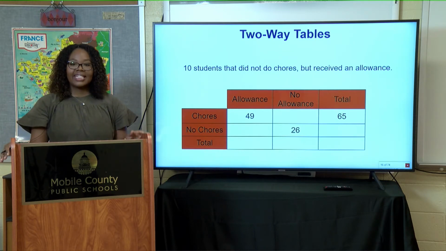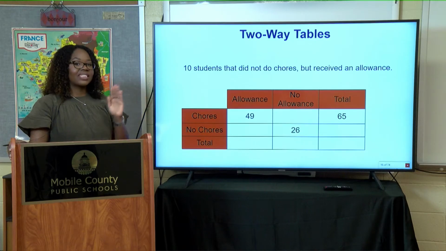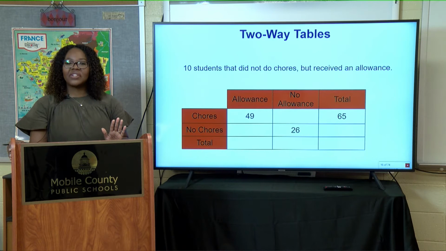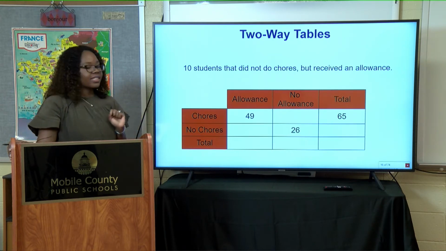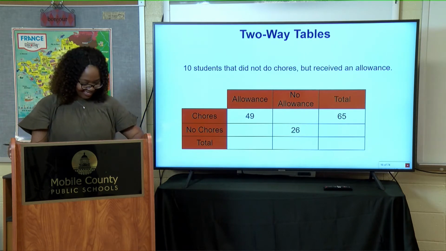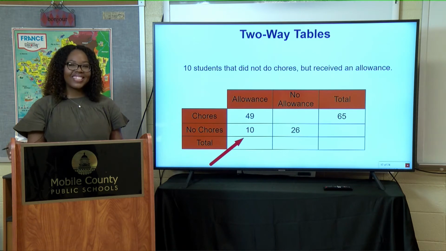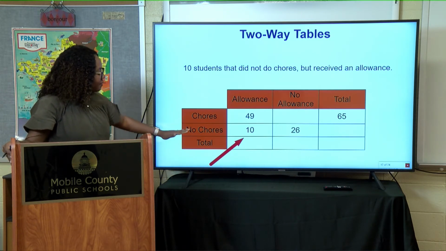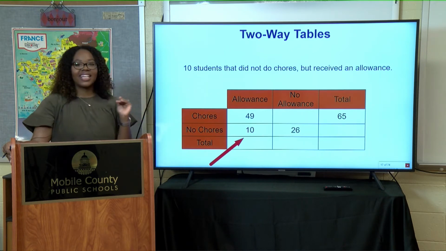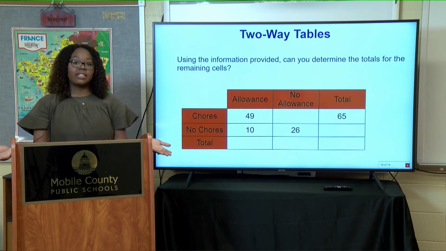And finally, 10 students that did not do chores but received an allowance. If you already said that that's a joint frequency, you're absolutely correct. Where would we place the number 10 in our table? Very good, students. We'll place the number 10 where the intersection of our graph meets with no chores, receiving an allowance. So that's all the information that they gave us.